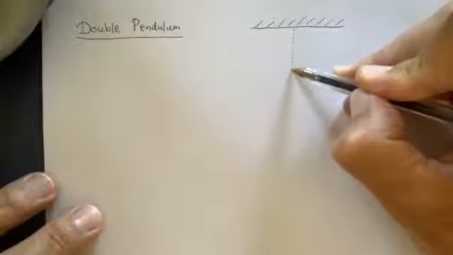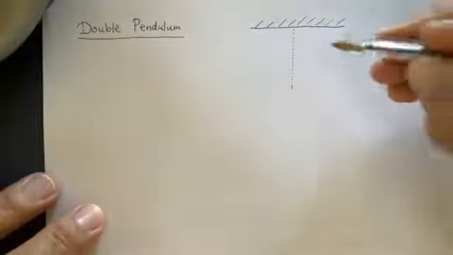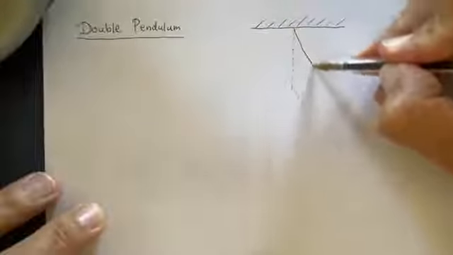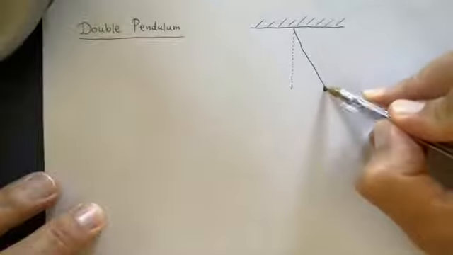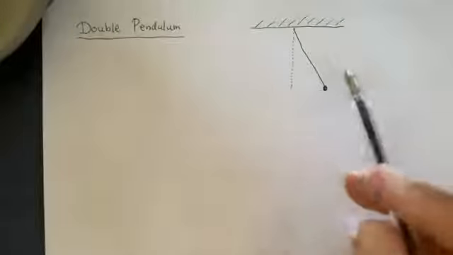We'll think of the ceiling. There's the ceiling shown as concrete. We have our first pendulum. At this point, you have a standard pendulum that can swing back and forth.